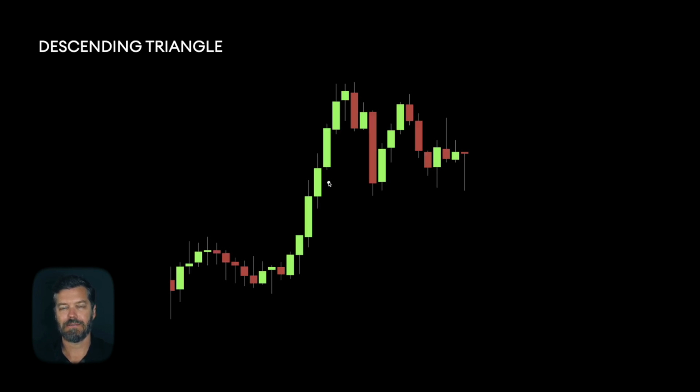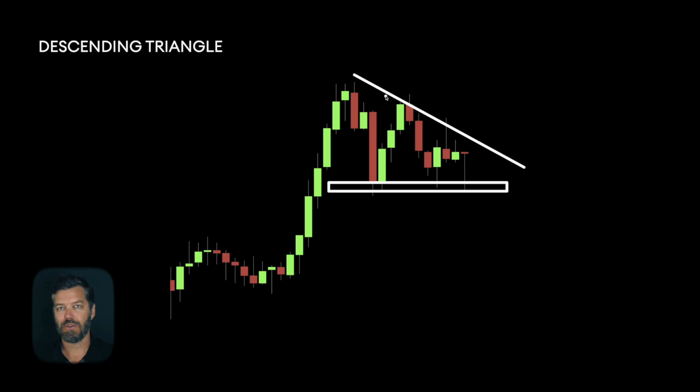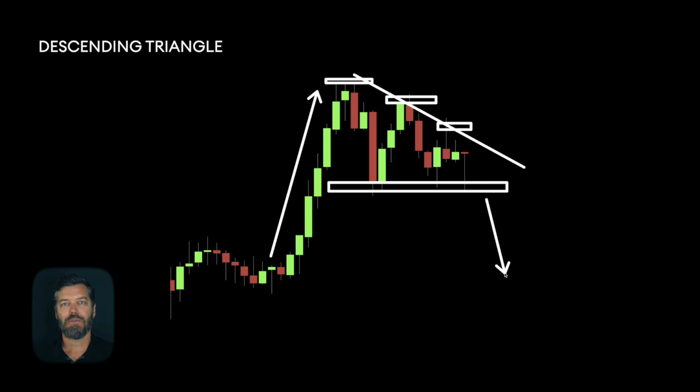Next, we have the descending triangle. The bottom side forms a horizontal support level as the price hits the same low repeatedly. Meanwhile, the top side forms lower highs, creating a downward sloping trend line. In a bullish descending triangle, the price is in an uptrend leading into the pattern. The lower highs show that selling pressure is increasing, but if the price breaks below the horizontal support level, it signals a potential trend reversal or continuation of the downtrend.